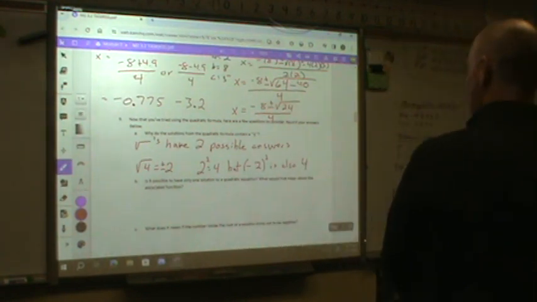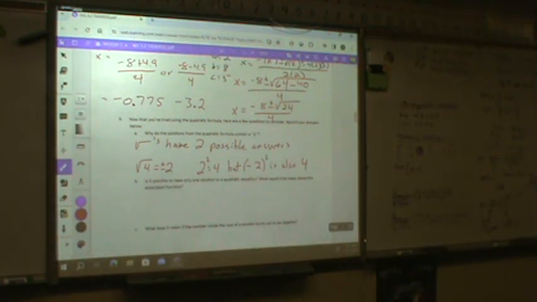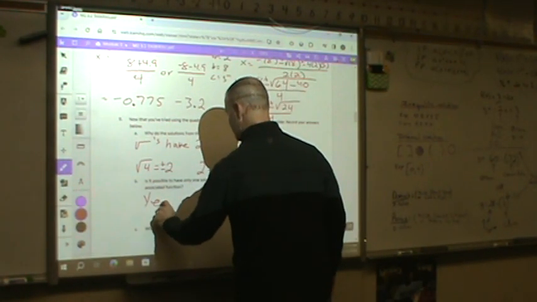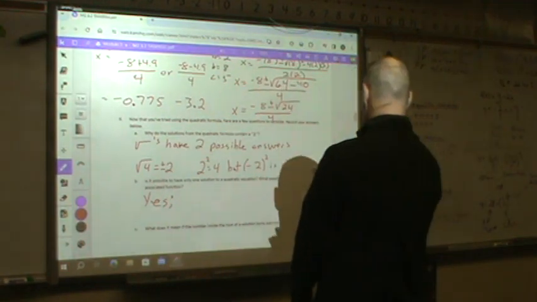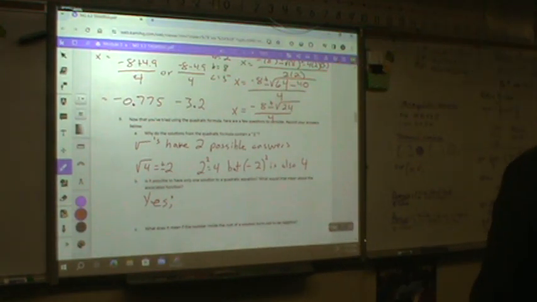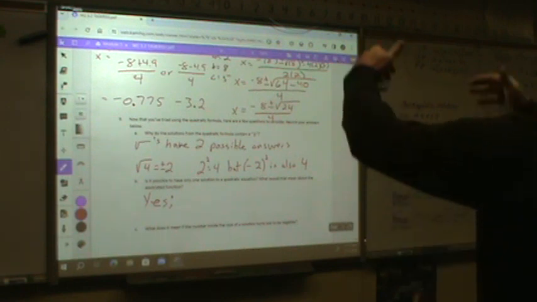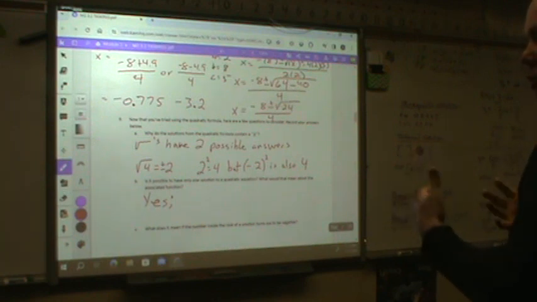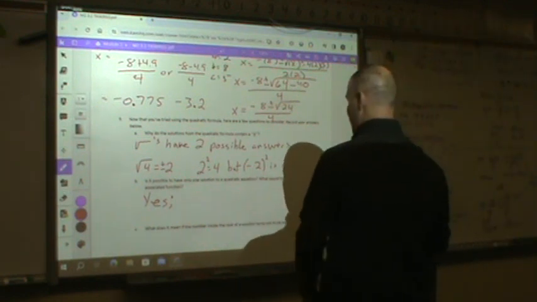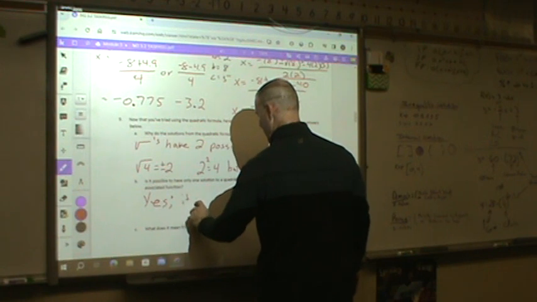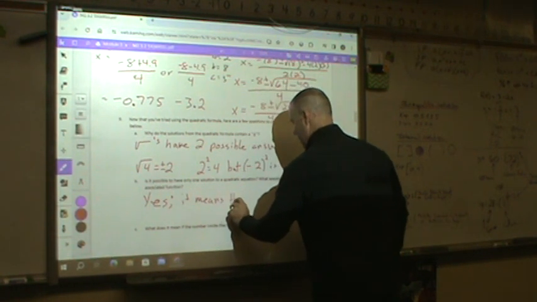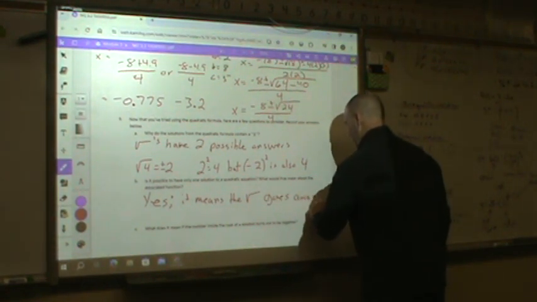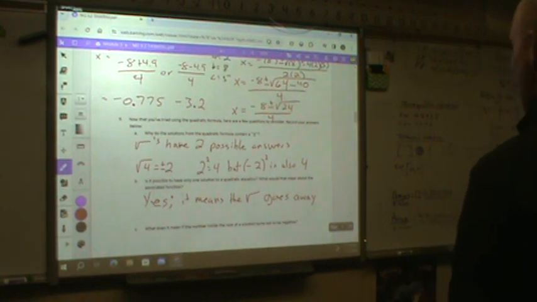Is it possible to only have one solution in a quadratic function? The answer to this is yes. It is possible. Why is it possible? What would that mean about the associated function? The associated function is the quadratic formula. So what would it mean using the quadratic formula if we only have one solution? It means the radical goes away.